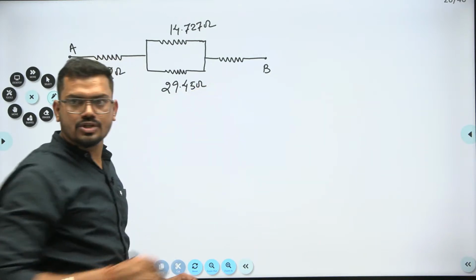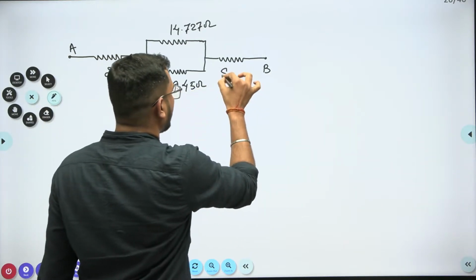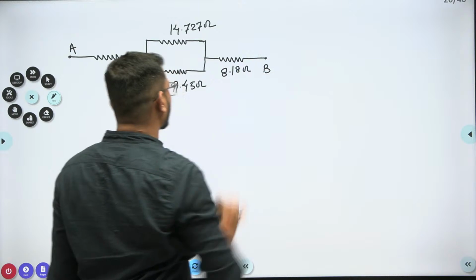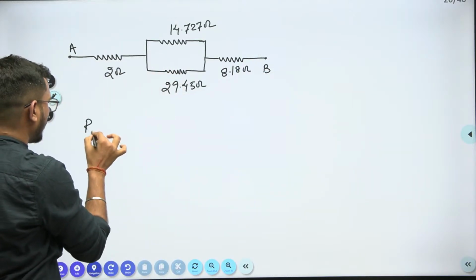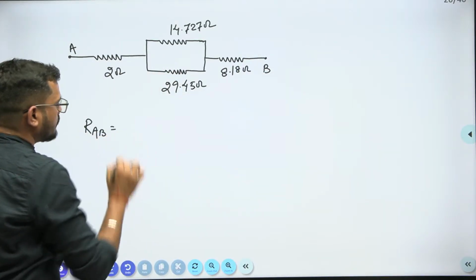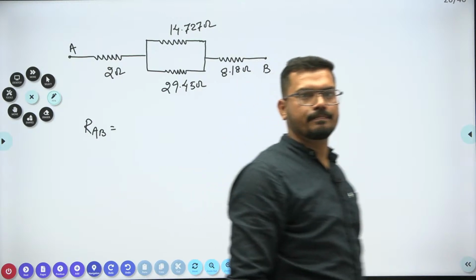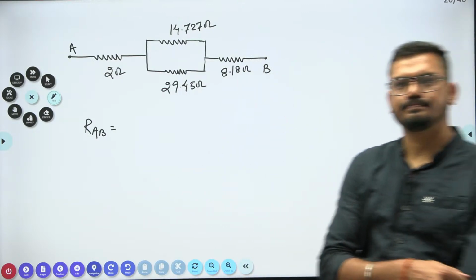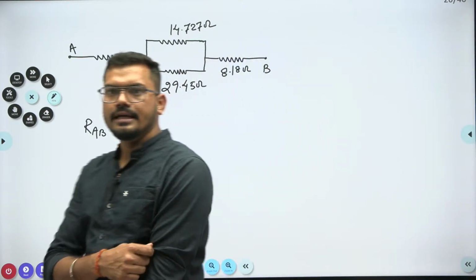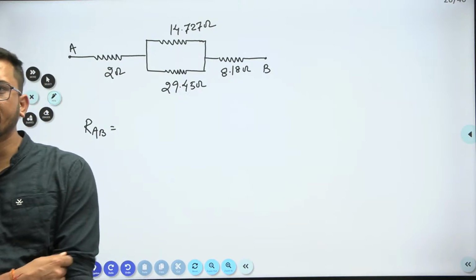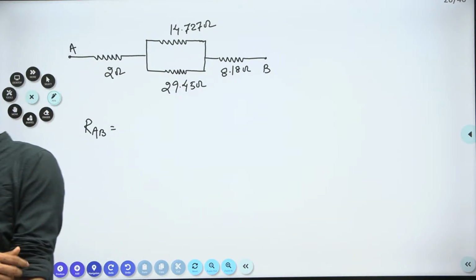And what about this one, guys? So this is the 8.18 ohm. Okay, so now find the value of RAB, guys. Just write the value of RAB. Do it fast please. Is it 8.18 or 9.81? Is it 8.18 or 9.81?